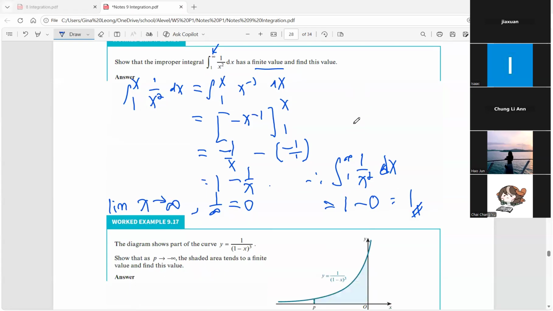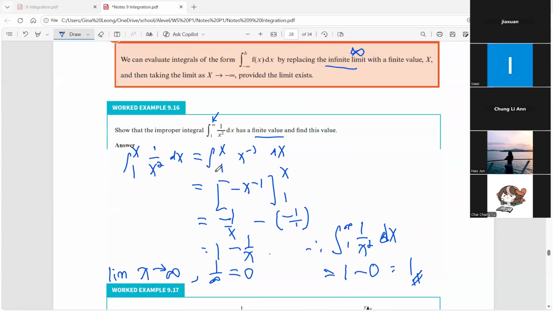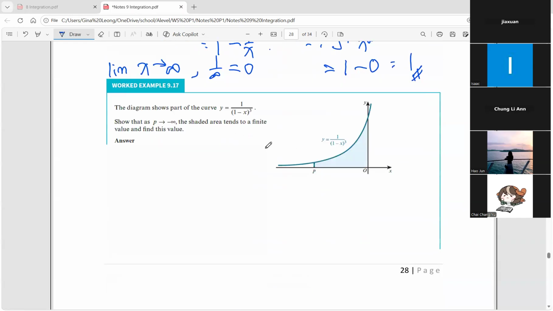I'm not finished yet. Just now, what I gave you is the positive one. Later we go for negative. Negative is the same case. By replacing the infinity limit with the finite value x, then after that you take the limit as x goes to negative infinity, and you will get the limit value. So we go here first. Do the same thing with this one, because this one is actually the integration from p to 0. From p to 0. So I do the area first.